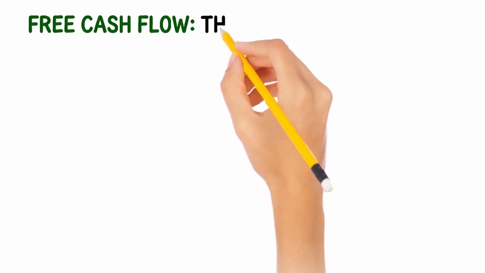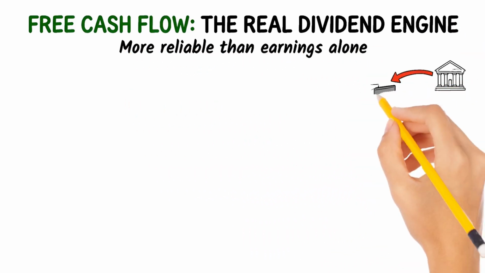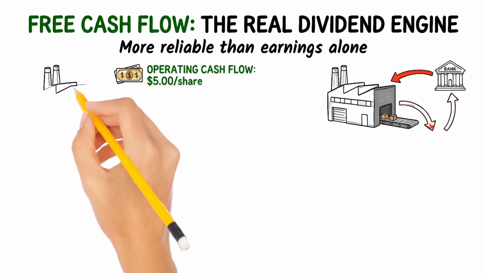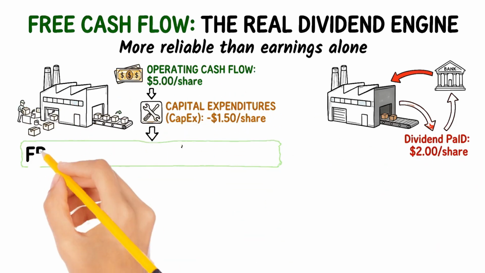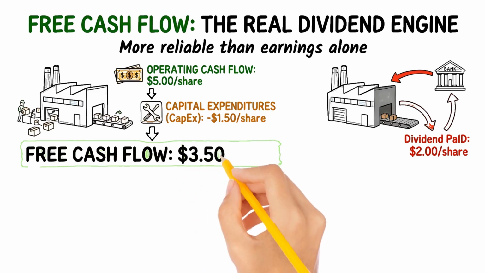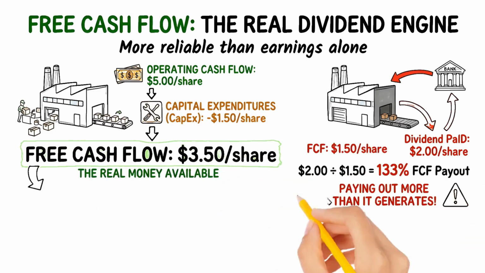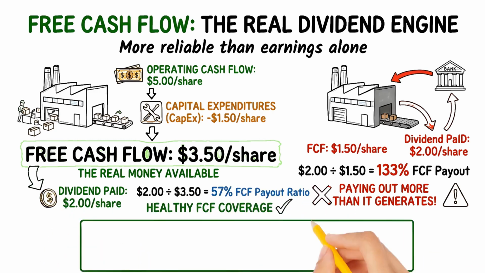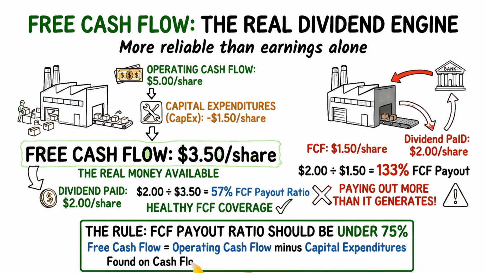Within Step 4, I want to highlight free cash flow specifically because it's the most reliable measure of whether dividends are truly sustainable. Free cash flow is what's left from operating cash flow after the company pays for its capital expenditures, its buildings, equipment, and infrastructure. Here's the calculation. Operating cash flow minus capital expenditures equals free cash flow. That's the real money available to pay dividends.